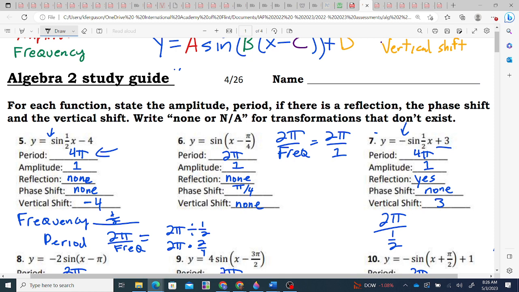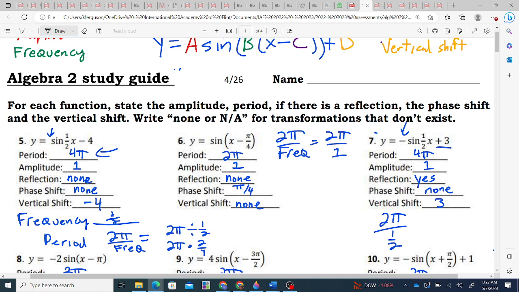Over here, though, number 7 is negative. So this will be a reflection. And if it's asking about reflection, it's just a yes or no. Yes. Yes. Keep change flip. 2 pi times 2.